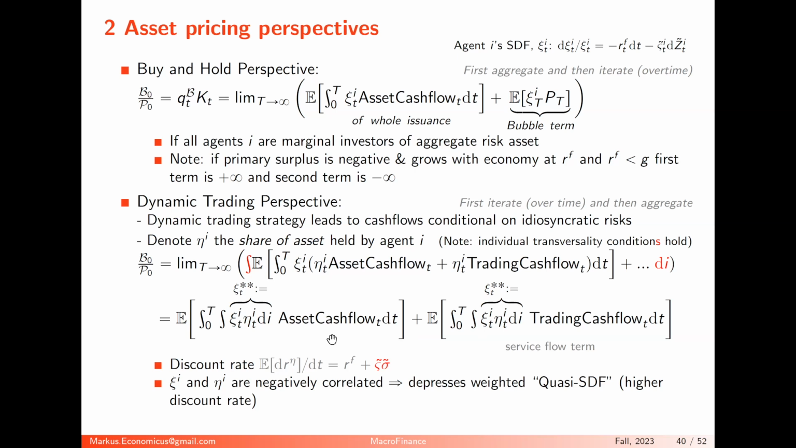Okay. So this means essentially that the price of all the government bonds is just the expected discounted value of the cash flows based on a new SDF, a new stochastic discount factor, Xi double star, plus an expected value of some trading cash flows from this buying and selling. And that's my service flow. And what is this new SDF, this Xi double star?